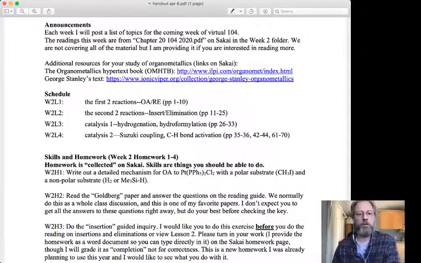We're going to cover hydrogenation and hydroformylation, 2 sort of classic reactions from the field. And then lesson 4 will be more catalysis, more modern reactions, so Suzuki coupling and CH bond activation.